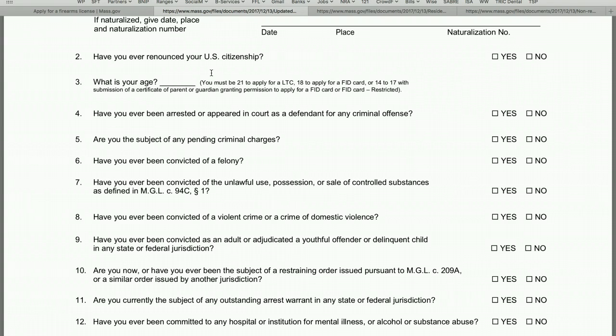Okay, so once again right here is going to ask you for your age, and it's just reiterating that if you're over 21, then you should apply for a license to carry, and if you're under, then you have to apply for an FID card. A lot of people don't realize that you can be 14 years old to start the process of applying for your FID card. You won't be issued it until you're 15, but you can start the process at 14.